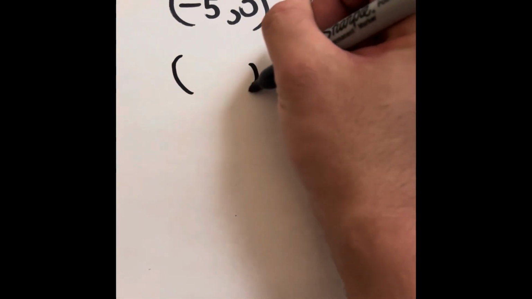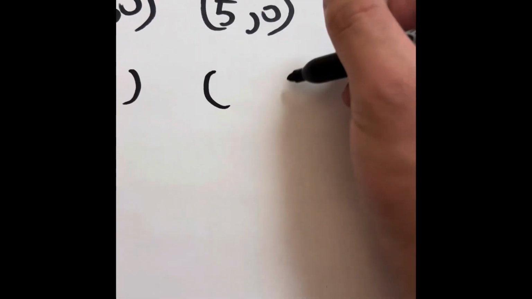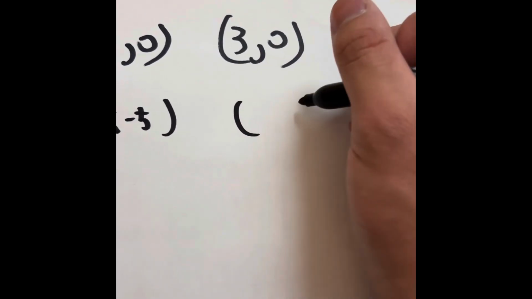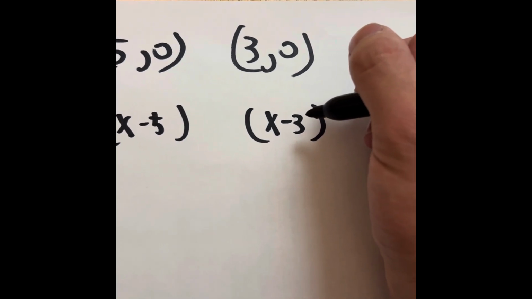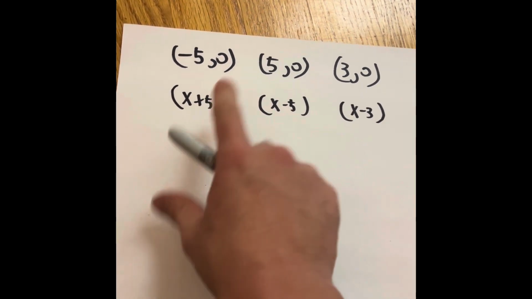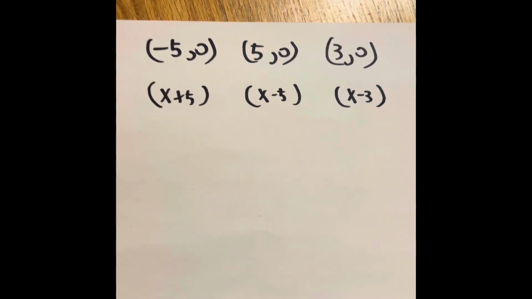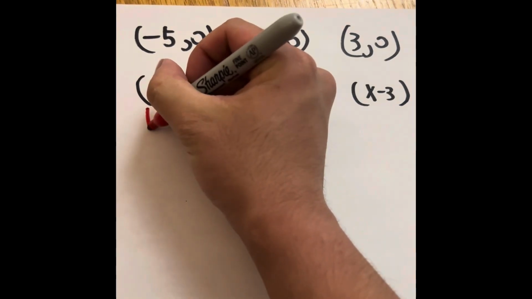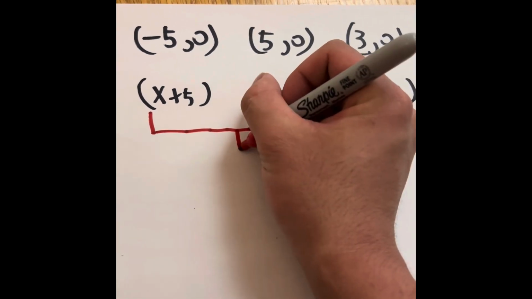So for this one, we're going to say x plus 5, the opposite of negative 5. This one is going to be x minus 5. And this one is going to represent x minus 3. So here is what we're going to do. We have to FOIL it twice. So we have to multiply this and that once, then multiply what we get to that. I'm going to color code it. So the first thing we have to do is multiply these two factors, then bring it all the way down to here.